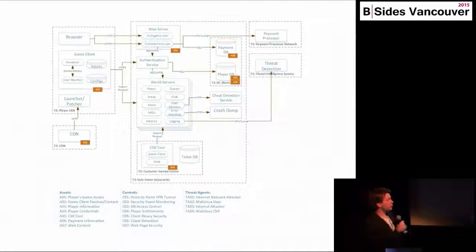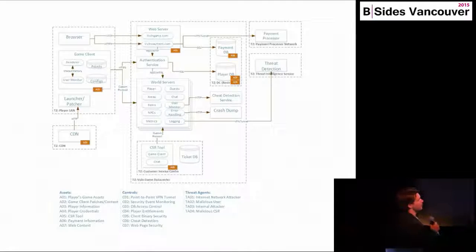So for instance, with the player database over in the middle right upper portion, we have two assets residing there. We have the player's information, so that is the player's personal information, their account information, things like that. And then we also have their credentials. And there are various other assets throughout, as you can read.